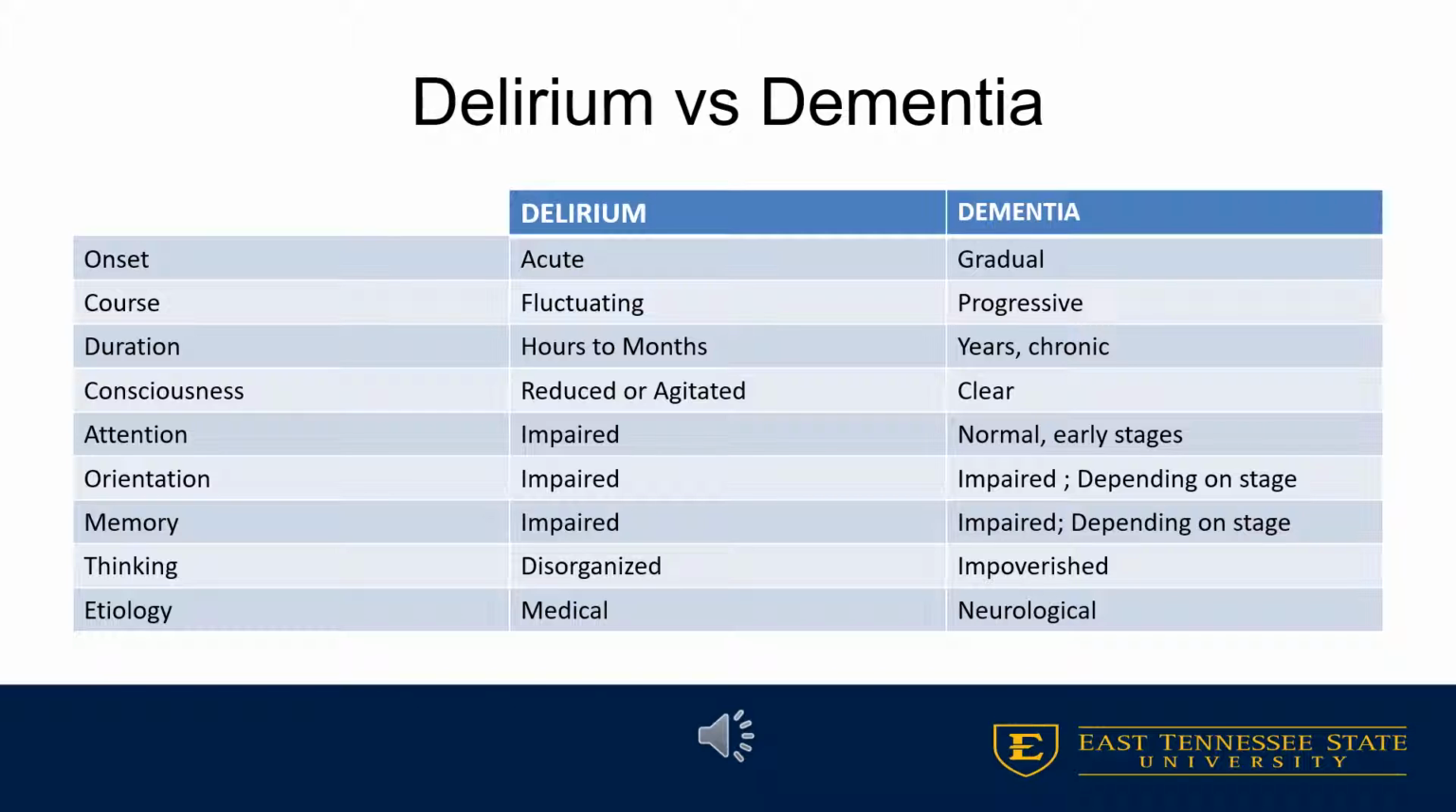Attention is going to be impaired, orientation will be impaired, their memory will be impaired. And that's when it starts to get more gray, because with your dementia patients, in the early stages of dementia, their attention is still normal. But as they progress, they can be impaired, as well as their orientation and their memory, depending on their stage again. So it can be difficult to diagnose these patients, like I said, especially without a great history.